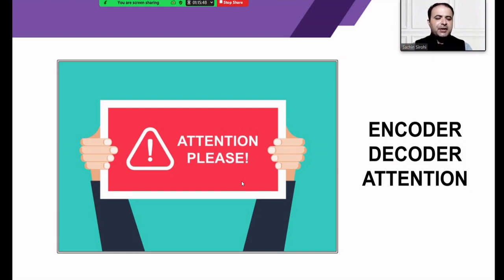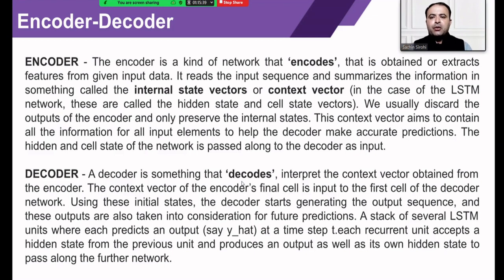Encoder-decoder attention. What is encoder and decoder attention useful for in NLP? The encoder we know very well: it encodes something. The encoder is a kind of network that obtains or extracts features from the given input, like someone giving an input and then encoding it. And the decoder, obviously, decodes and interprets the vector information provided. So it will be encode and then decode.